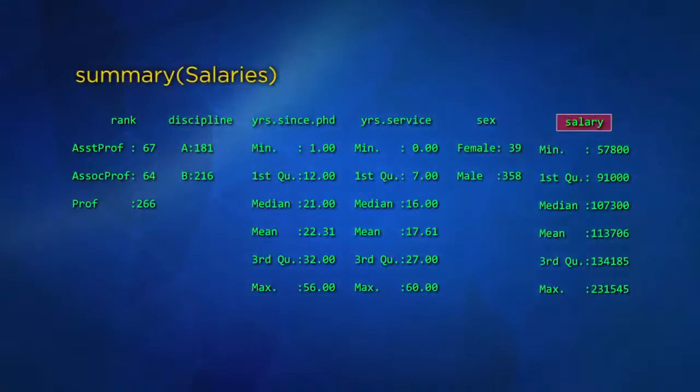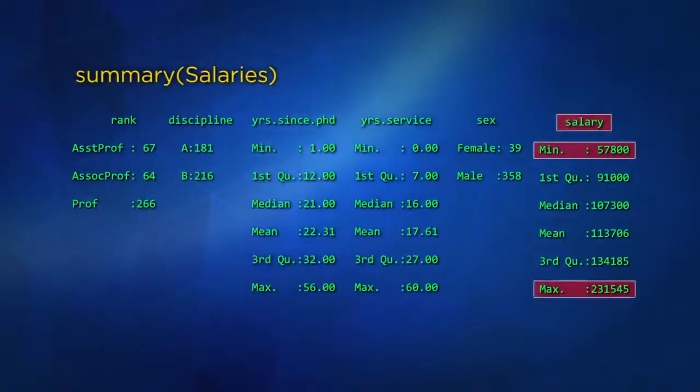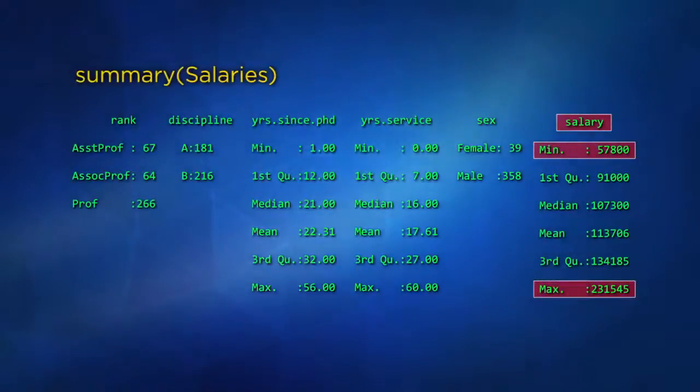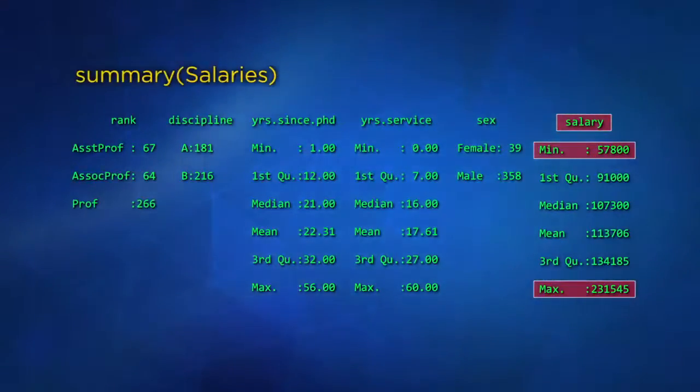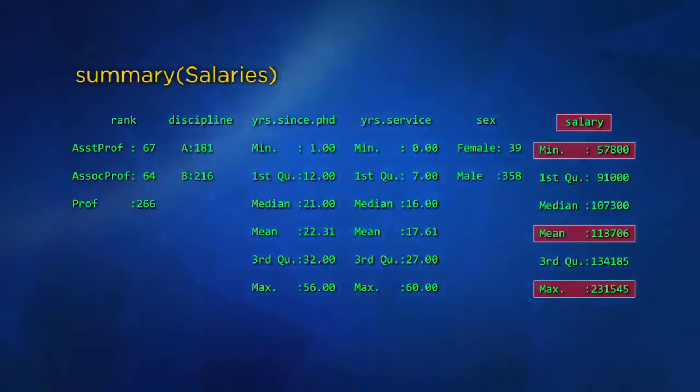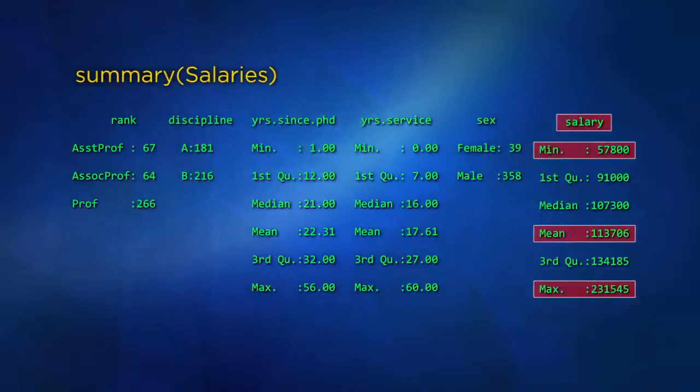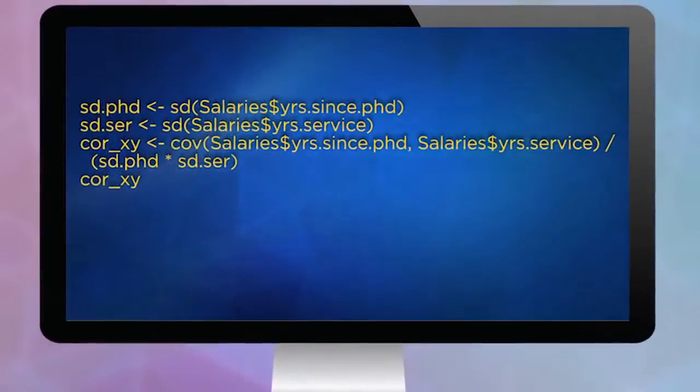Notice also salary. Salary ranges from $57,800 to a maximum of $231,545, and the mean is around $113,000. We can calculate the correlation directly using the code you see right here.